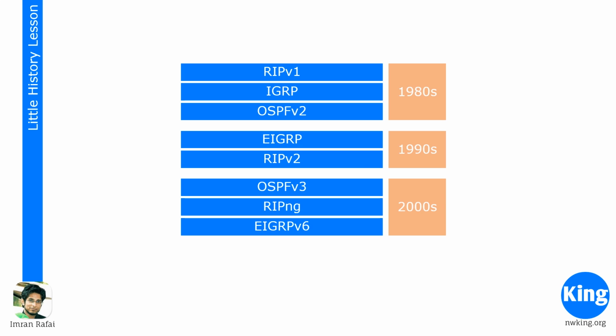Later, RIP wanted to support classless, so RIP got a lot more upgrades, and RIP version 2 was introduced in the 90s. In the 2000s, OSPF version 3 was introduced to support IP version 6. RIPng also supported IP version 6, and EIGRP for IPv6. These were all introduced to support IP version 6 because the world was slowly moving towards IP version 6 and all these routing protocols wanted to be ready.